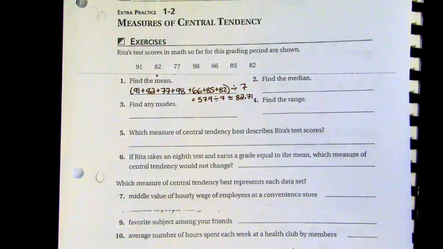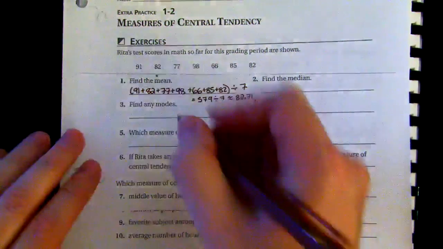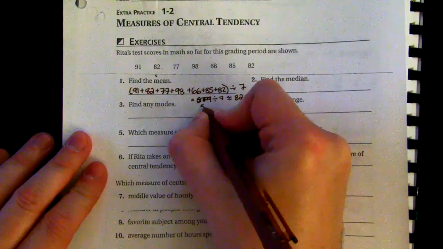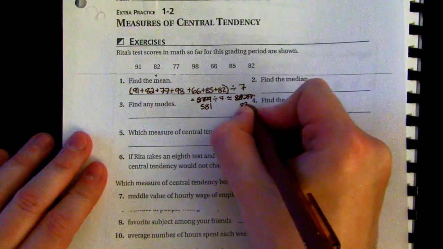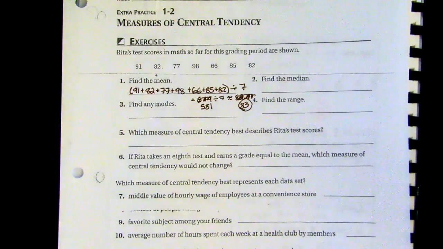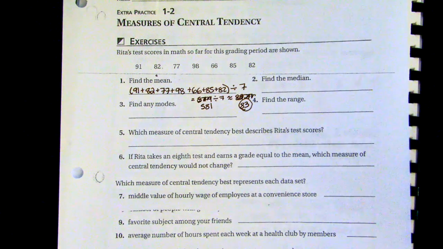Oh, let me try that again. Shouldn't have been 579. I'm glad I checked that. It should have been 581, which gives us actually 83 exactly. So if you said 83 and then got worried, nope, you're good. It's 83. Not sure what I did wrong that first time.